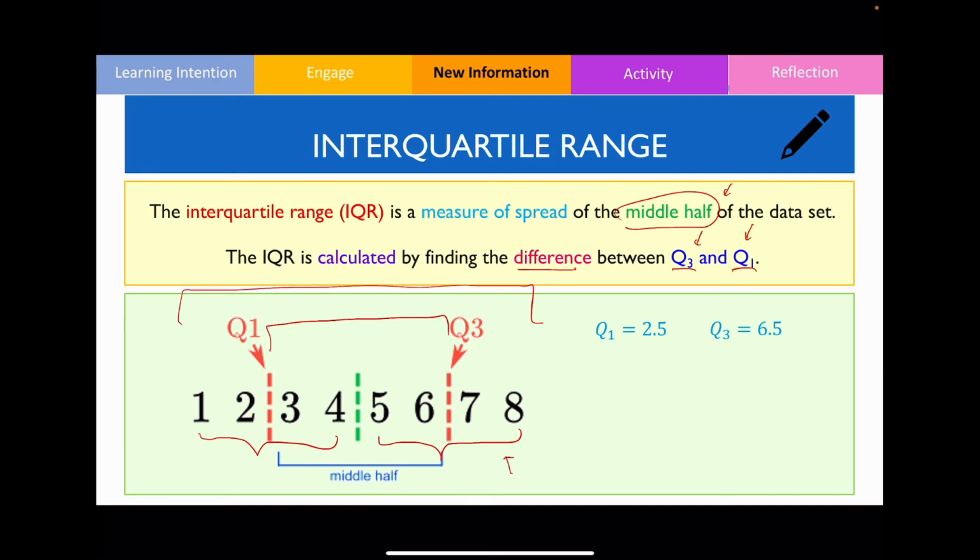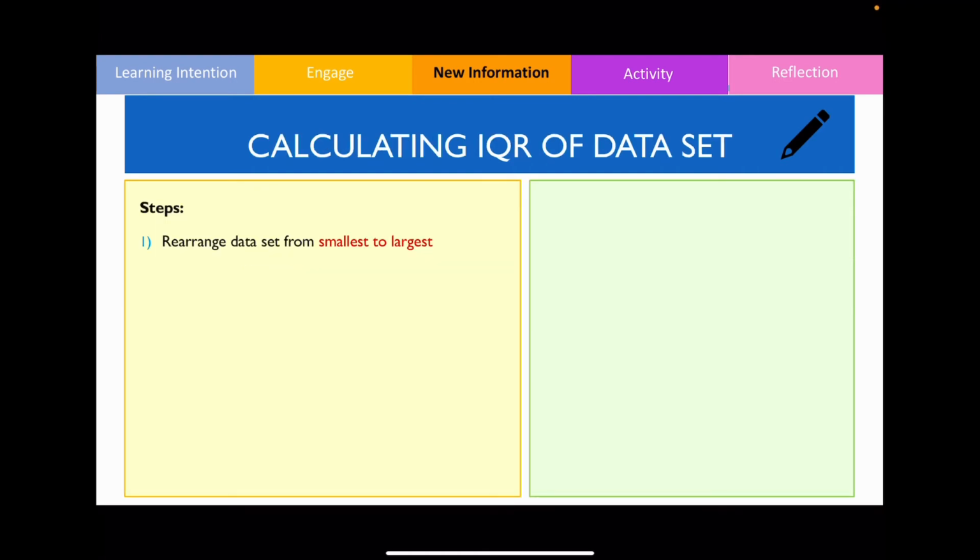Now that we understand this, we can calculate the IQR by finding the difference between Q3 and Q1. So I'm going to go 6.5 minus 2.5, and therefore my IQR is going to be equal to 4. So on this slide, I'm going to list down all the steps that are required for us to calculate the IQR of a dataset.